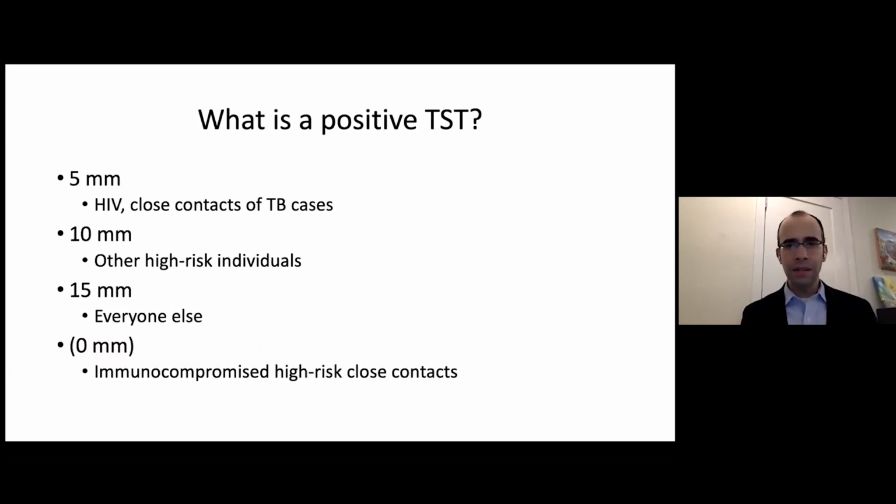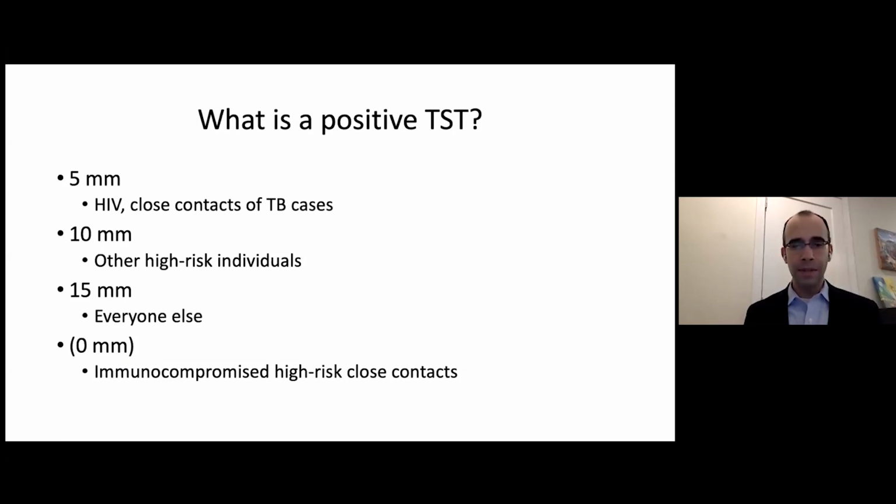What constitutes a positive test? So in anybody who's at very high risk because they're immunocompromised or close contacts of TB cases, then the cutoff is at 5 millimeters or higher. Anybody like a healthcare worker, mycobacterial lab worker, or somebody from a high incidence country would be 10 millimeters. And people who are at low risk would be 15 millimeters. At the bottom, it's a little tongue in cheek, but 0 millimeters, as in you don't need to do a TST to treat them, would be immunocompromised, high risk, close contacts.